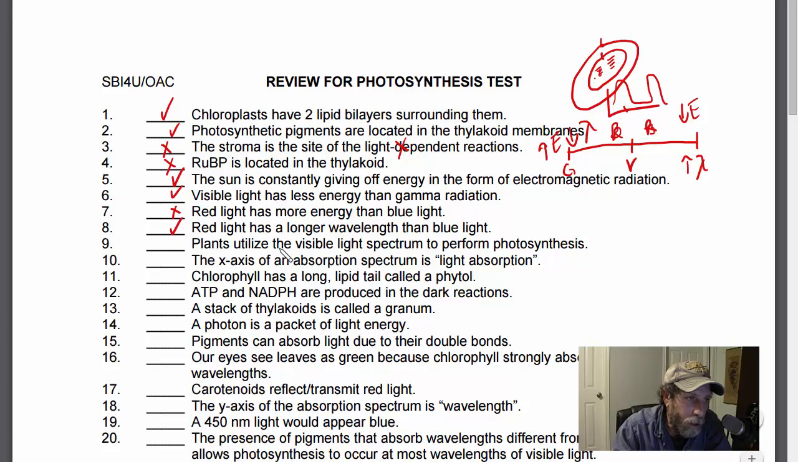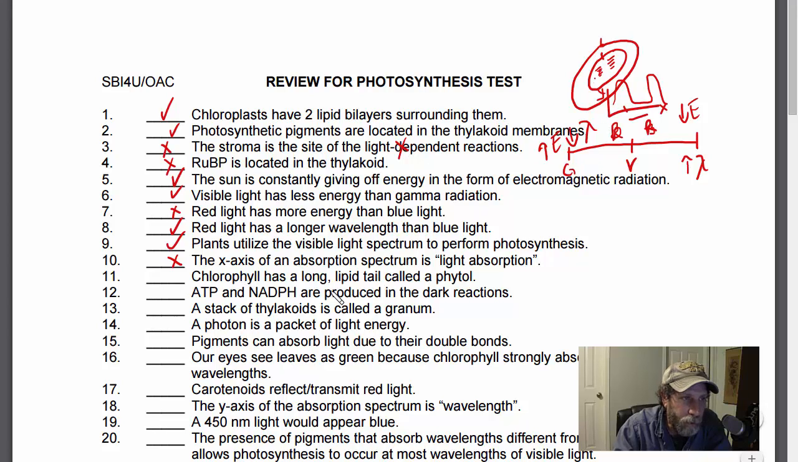Number nine, plants utilize the visible light spectrum to perform photosynthesis. Yes, that is true. Number ten, the x-axis of an absorption spectrum is light absorption. Now, I drew a little absorption spectrum here, and the x-axis is not light absorption, it's wavelength, normally measured in nanometers, so this is false. Of course, light absorption is on the y-axis, so the amount of absorption of each type of color.